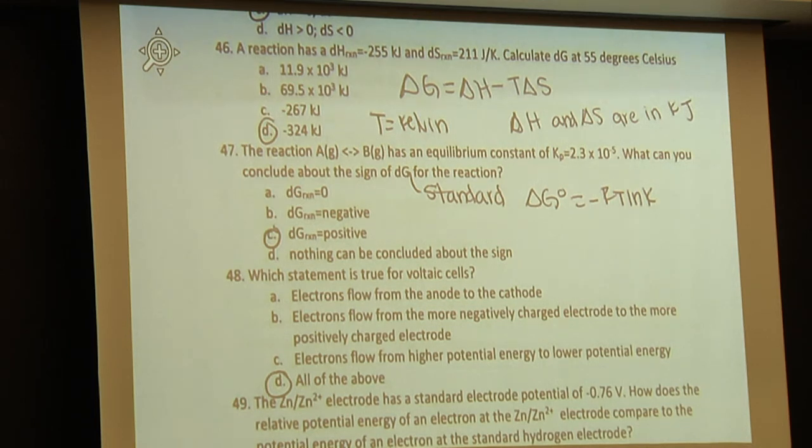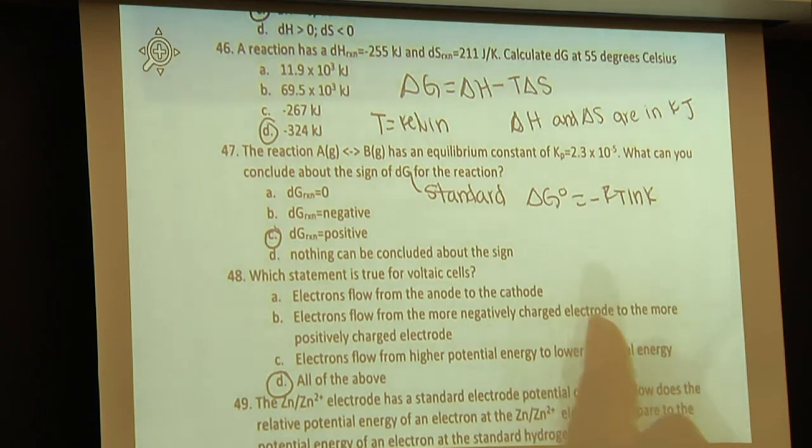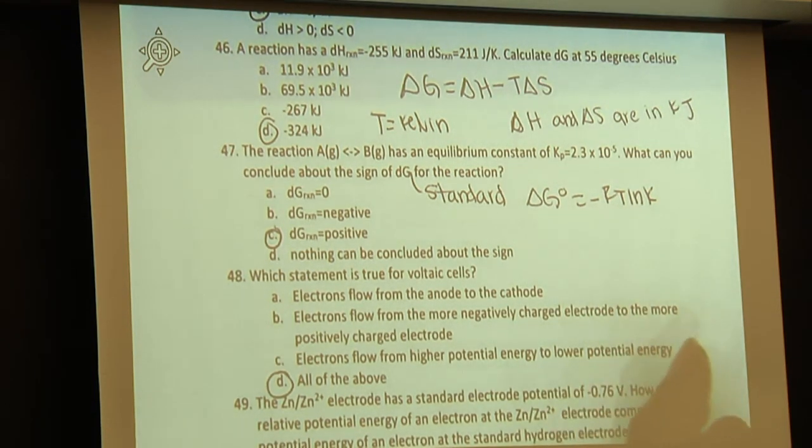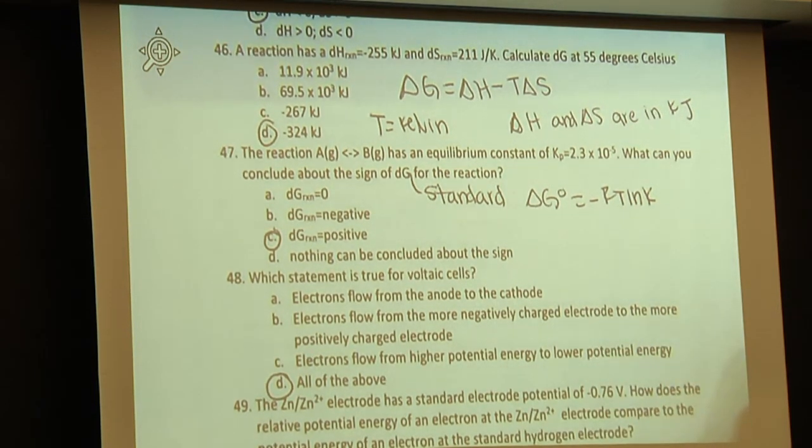All right, number 49. The zinc and zinc 2 plus electrode has a standard electrode potential of negative 0.76 volts. How does the relative potential energy of an electron at this electrode compare to the potential energy of an electron at the standard hydrogen electrode? What is the standard hydrogen electrode voltage? 0. So we're comparing 0 volts and negative 0.76 volts. So which one is more likely to be oxidized, 0 or negative 0.76?